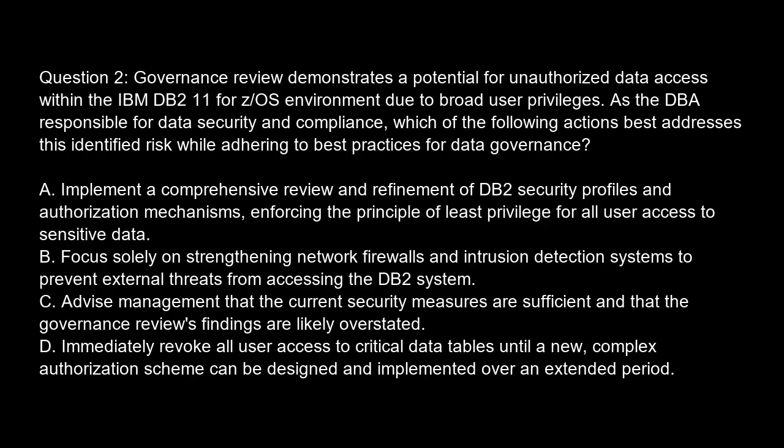Option B. Focus solely on strengthening network firewalls and intrusion detection systems to prevent external threats from accessing the DB2 system. Option C. Advise management that the current security measures are sufficient and that the governance review's findings are likely overstated. Option D. Immediately revoke all user access to critical data tables until a new, complex authorization scheme can be designed and implemented over an extended period.